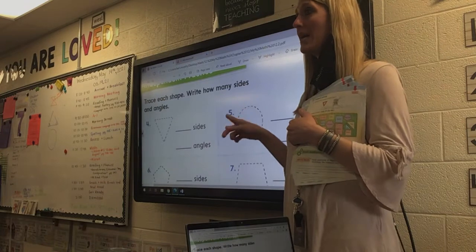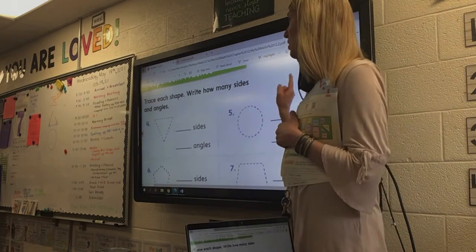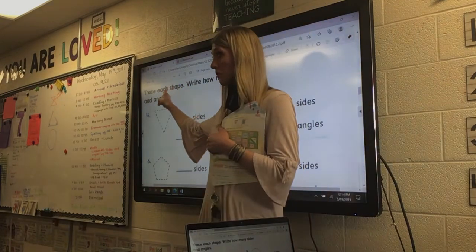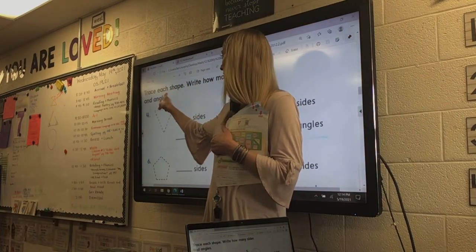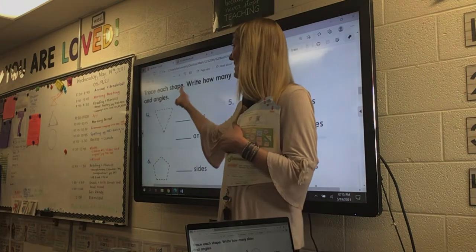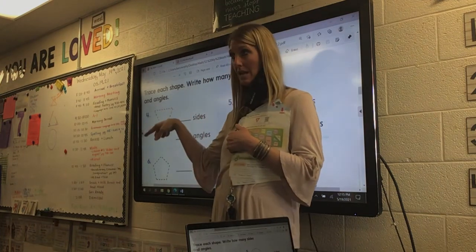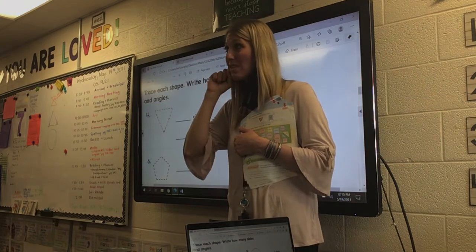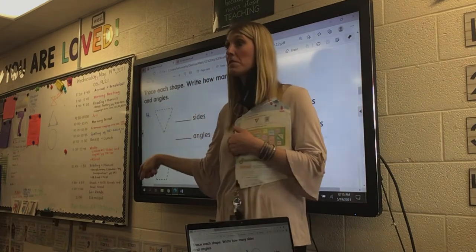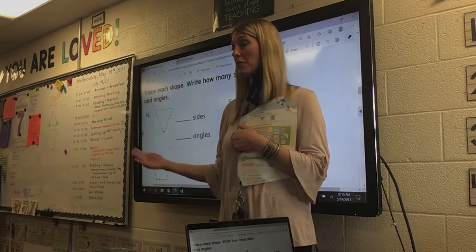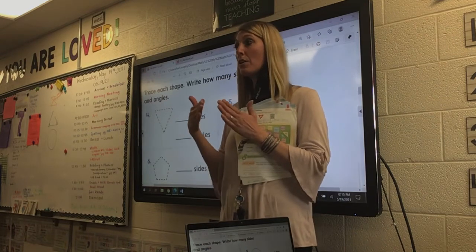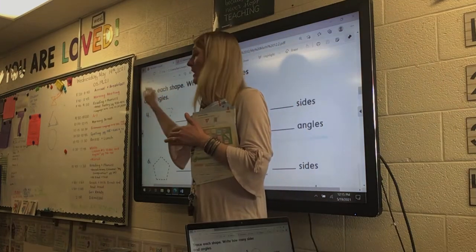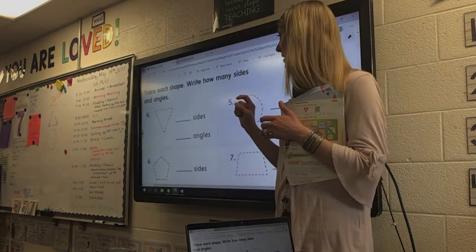Okay, when I say go, you'll pick up your pencil and you're going to work on this page. You must trace each shape. Then you need to write how many sides and angles. So count the sides. Listen to the angles. I want you to put in the curves. Okay, if you don't put in the curves, I will send the paper back to you to finish it, okay? Because I want you to understand that the angles are where 2 lines meet, the corners. So make sure you put in your angles with the curves, okay?